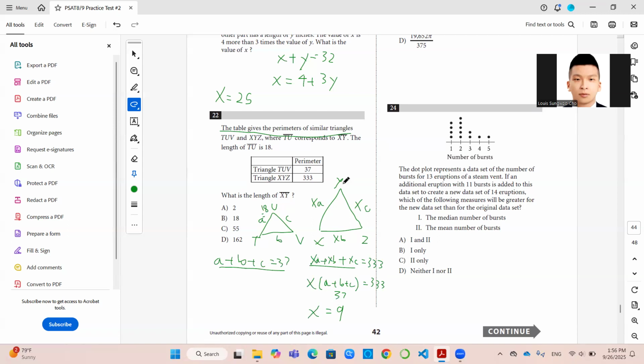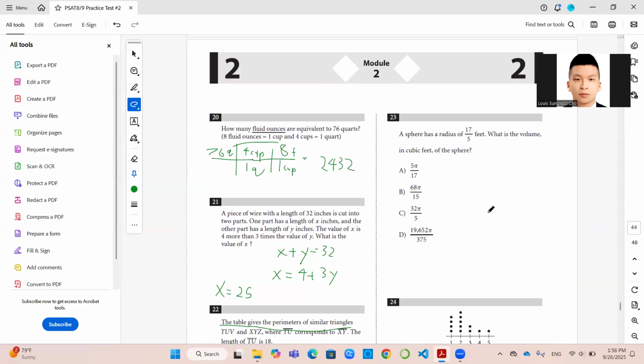And XY corresponds to TU, right? So I know my X and I know my A because A is given as 18. So what's 9 times 18? That's 162, so D is the correct answer.